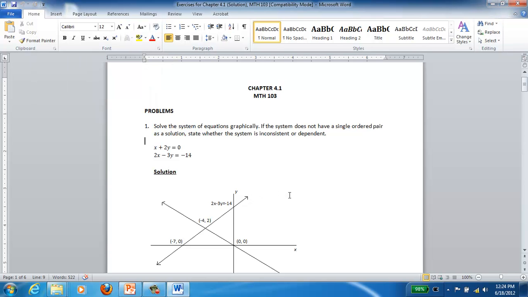Solving systems of linear equations. Let's take a look at some examples of each type. Solve the system of linear equations graphically.